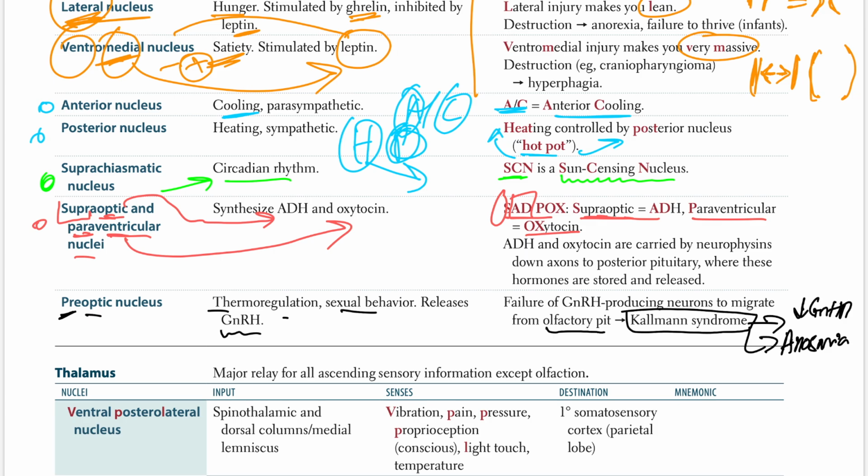Why loss of smell? Because the olfactory pit is blocked, so nothing is going into the olfactory bulb. Everything is just covered, right? And because the neurons are not being sent back to the hypothalamus, you're going to have low GnRH levels. We will talk about that in reproduction. But yeah, that's what we have.